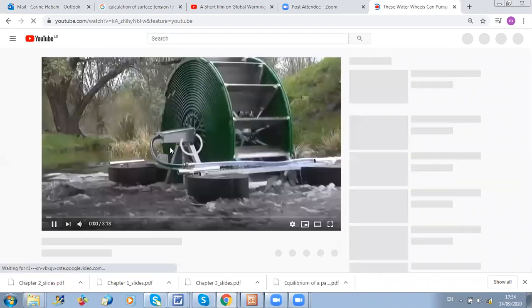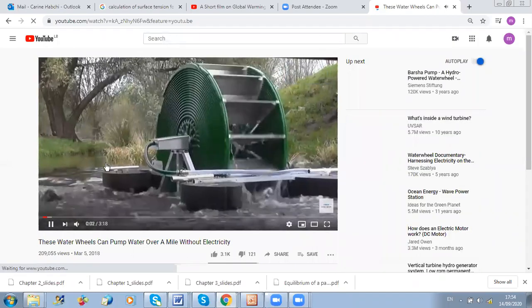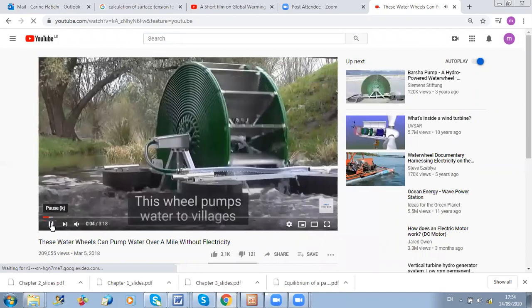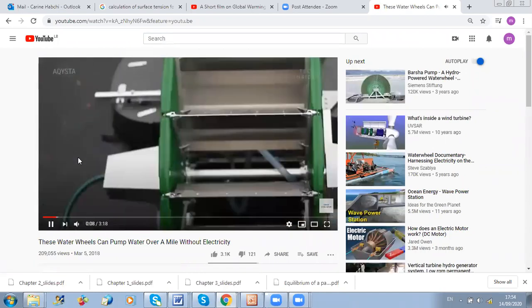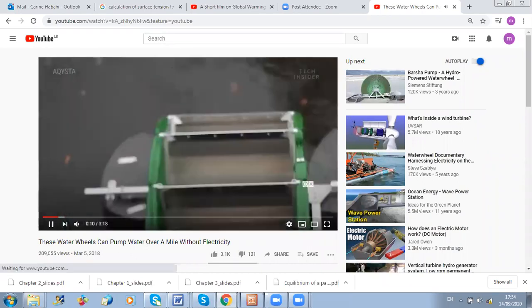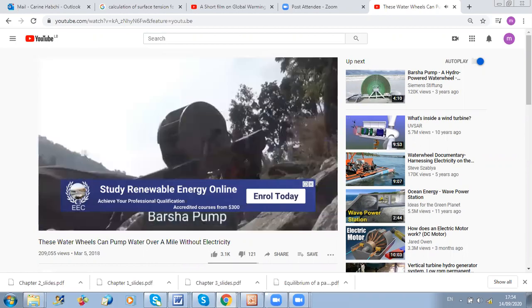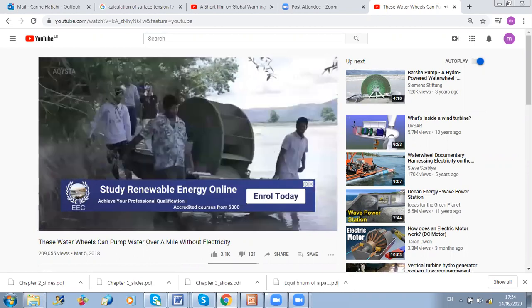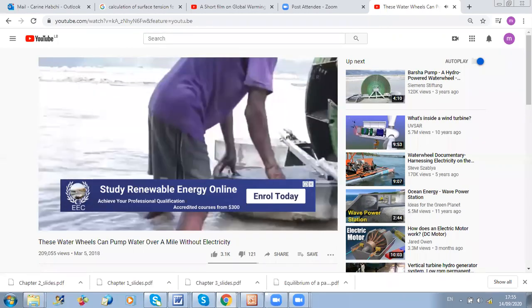So first here we will see a real application of a water wheel. So this is an undershot water wheel. This wheel, as you can see, can pump water to villages, because it will transform the rotational energy into pressure energy, which will pump water for irrigation purposes or to reach any place you want.